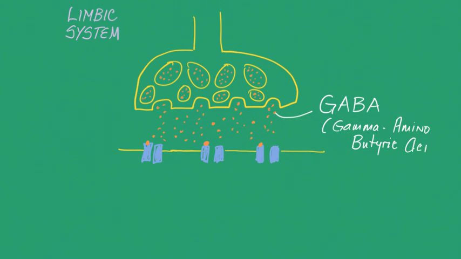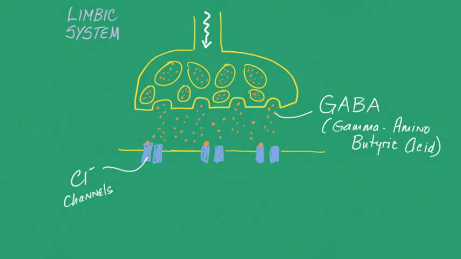This is important because the amygdala of our limbic system can produce some very strong emotions such as anger, fear, anxiety, and so forth. So GABA helps to calm down these emotions and fine-tune them. It does this by using chloride channels on the postsynaptic neuron. Now let's see how all this happens.